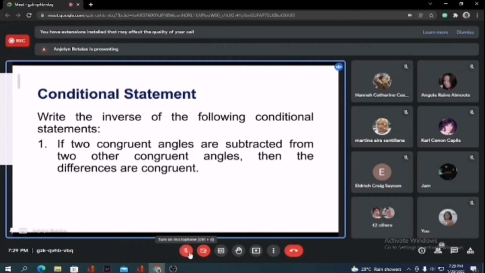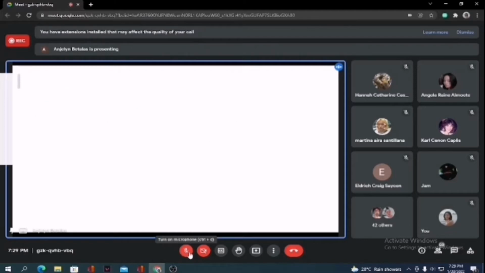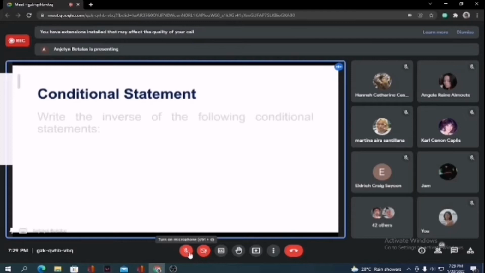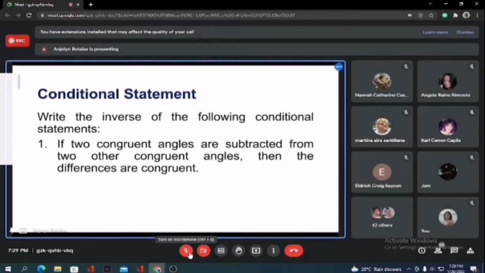Okay, any idea? Ay, subtracted is the verb. Ay, pwede man po kaya atong equal gani. Sige. Any other answer? Any other answer, class?